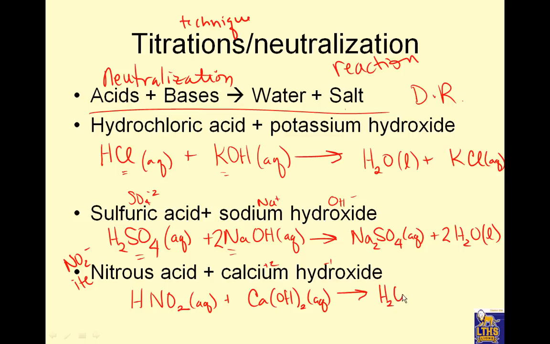We'll get water again. That'll be a liquid. And then calcium is a +2, nitrite is a -1, so we get calcium nitrite. That's aqueous. So cancel charge first, then go back and balance. Let's see. Need 2 nitrites. It's giving me 2 H's, 4 H's. Okay, these are called neutralization reactions because they're acids and bases. They make salt and water. Okay, so that's the actual chemistry.